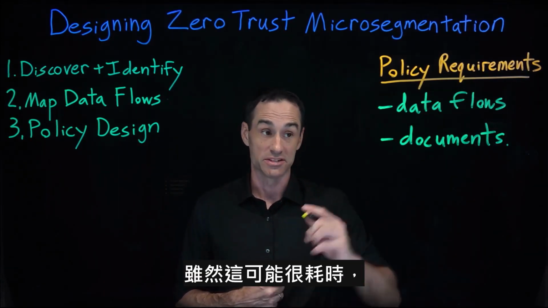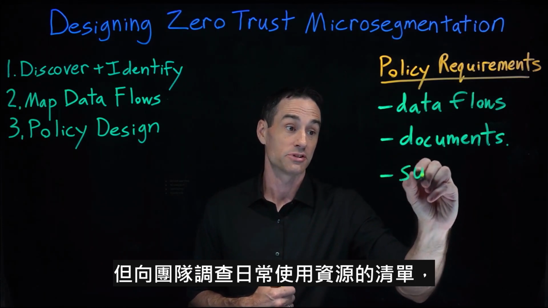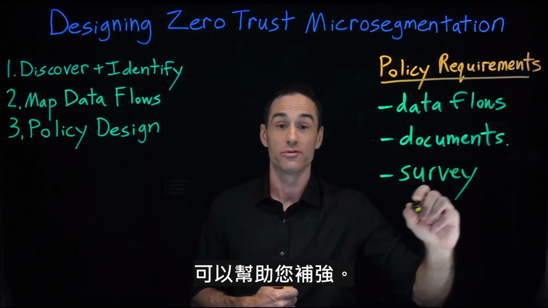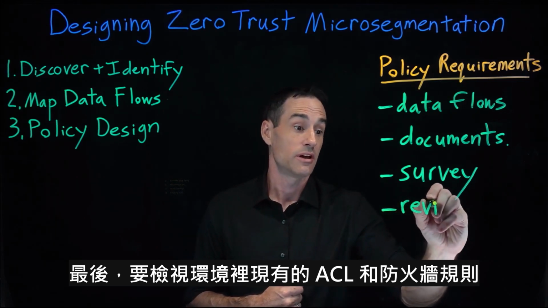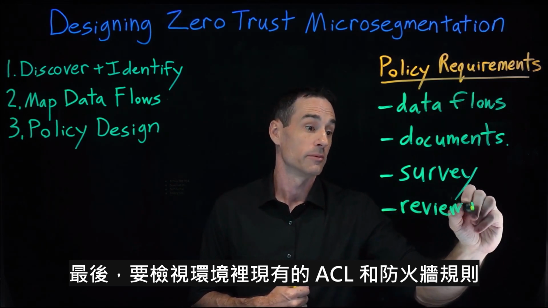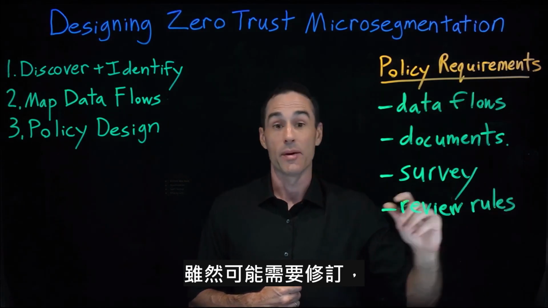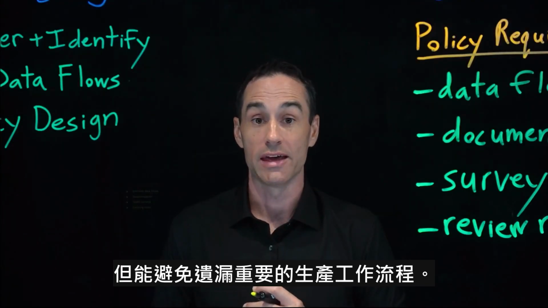Although it can be time intensive, surveying your teams for a list of resources they use can help cover your grounds. Lastly, review existing ACL and firewall rules in your environment. They might certainly need amendments, but they'll help make sure that important production workflows don't fall through the cracks.